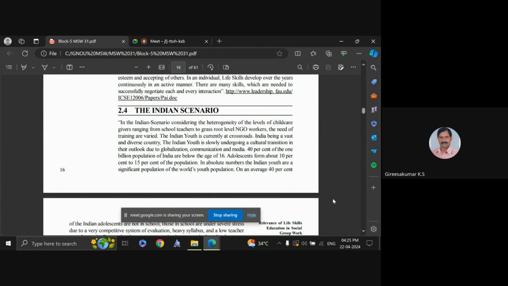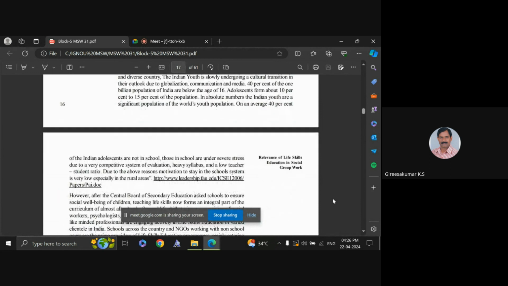So in India, most people are below the age of 16. Adolescents form about 10% to 15%. That is what the statements or the data collection says, that 15% of the world, in absolute numbers, the Indian youth are a significant population of the world's youth population. That is a reality.